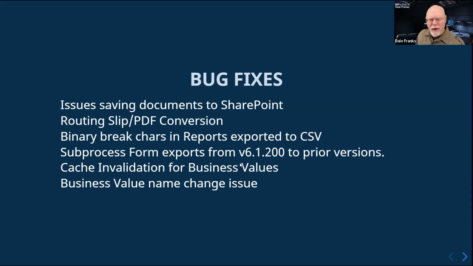Sub-process form exports. If you have a process form that calls a sub-process form, and this is a little bit of an edge use case. Whenever we were exporting it from 6.1.200 back to a prior version, like 5.44.1104 or 6.0.x, the sub-process form was not exporting correctly. So that was another bug that we found and fixed. Like I said, that was a little weird edge case.